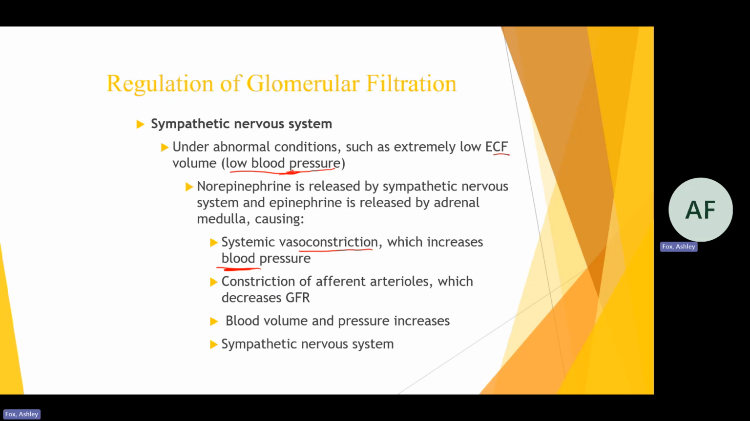Because of this systemic vasoconstriction and the increase of blood pressure, the kidneys are going to do the opposite. So you're going to have constriction of the afferent arterioles as well to decrease GFR, decrease the amount of flow that's going in there. So you get decreased GFR, which also allows water reabsorption and sodium reabsorption. So we're going to make sure we're keeping as much as possible inside the body to help maintain that blood pressure as well. So blood volume and pressure is going to increase.